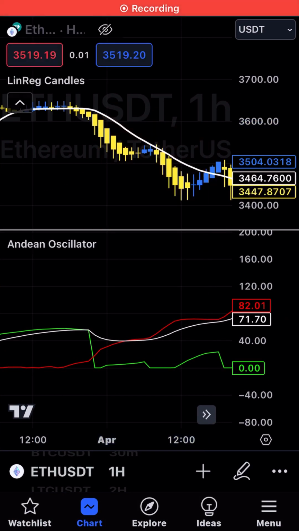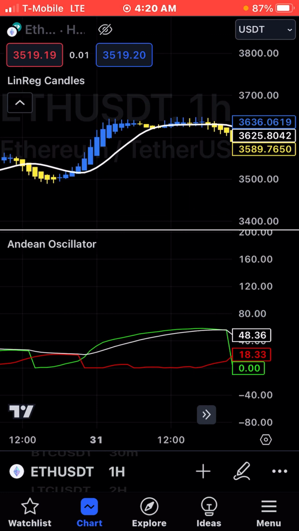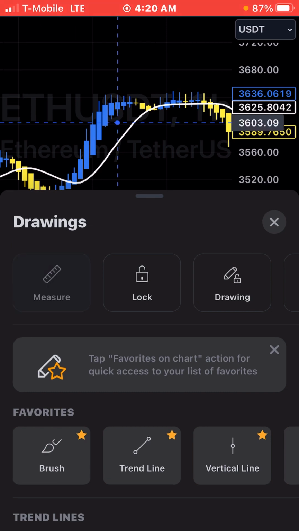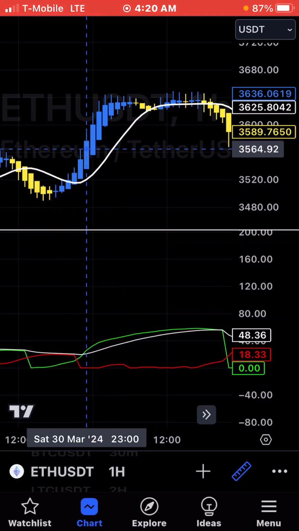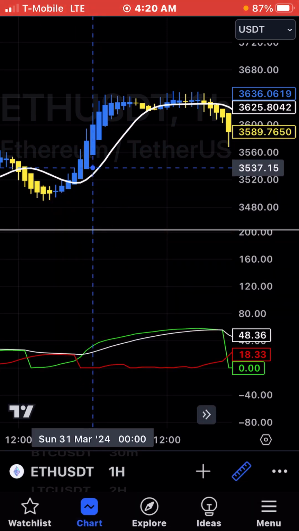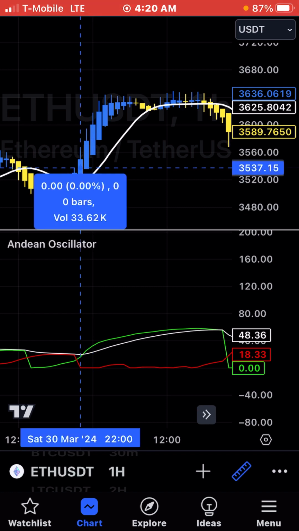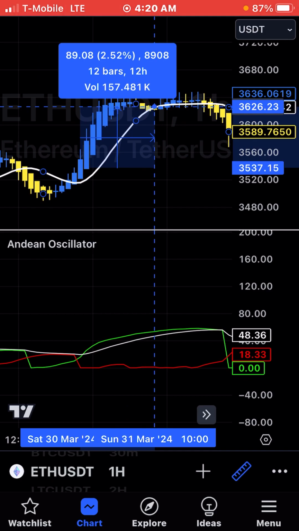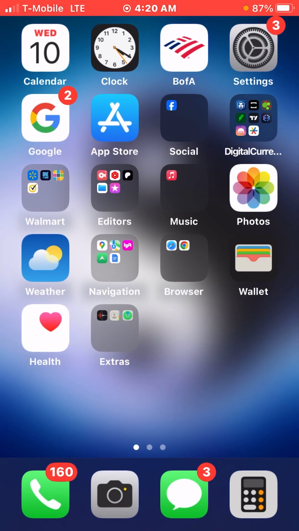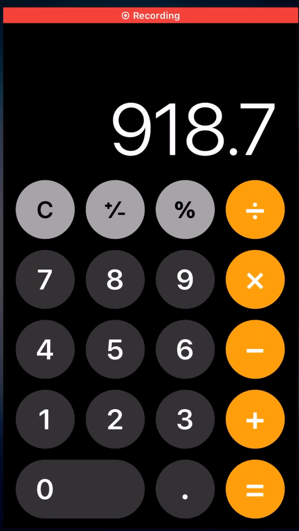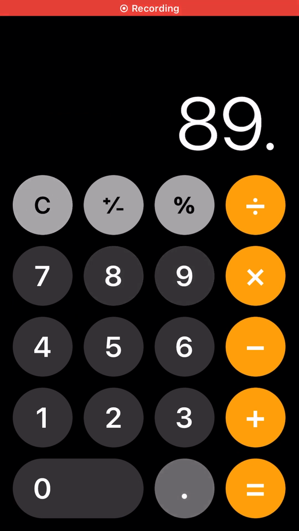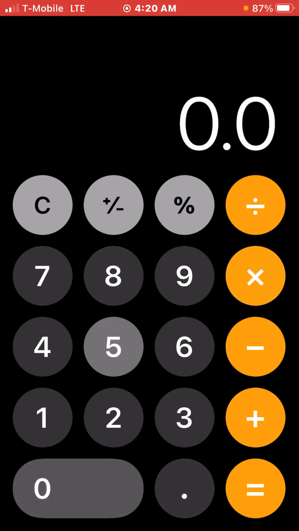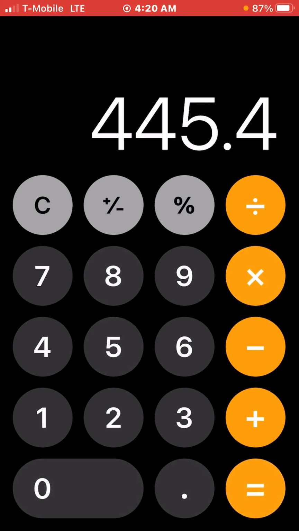Let me do one more time with Ethereum, and then I want to look at one more crypto with this strategy. So we see the green line crossing through the signal line right here. We get in, we wait till it touches the linear line, which is right about here. 8908. If you did this at a 0.05 and 4x, you would have made $445.